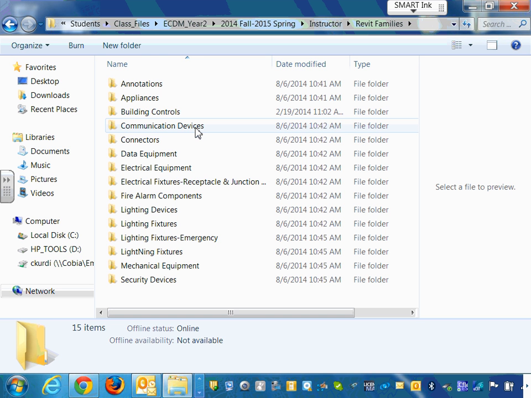And how do you load them to your project? I'll show you later, after the break, guys, how we open Revit and load families and bring them in. Okay, so that's all I want to show you guys.